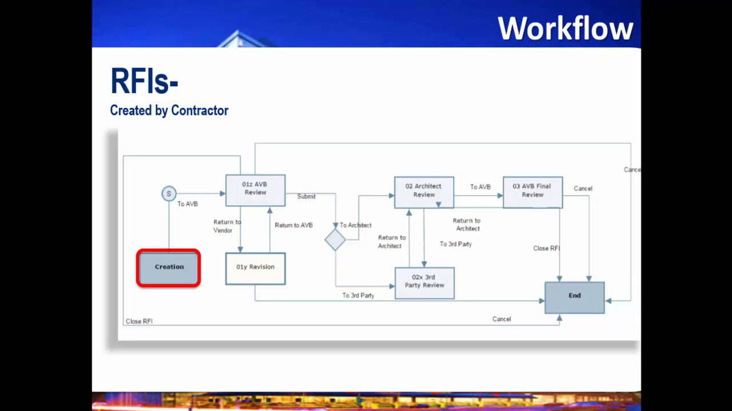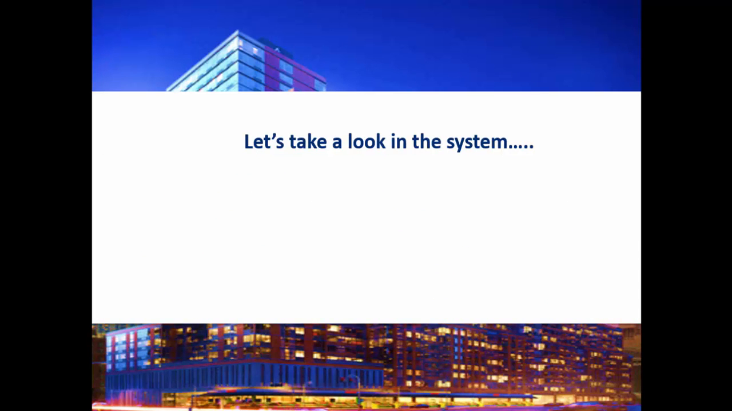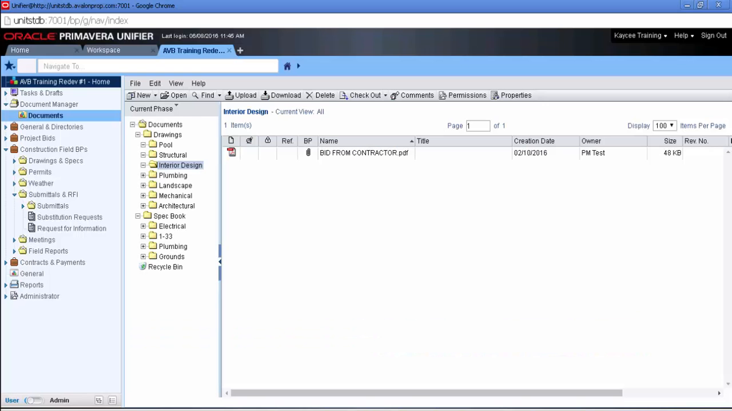Once they come to Avalon Bay, we will decide whether it needs to go to the architect or to the third party. If it does go to the third party, the architect will also review it. From there it comes back to Avalon Bay, and then you'll either receive an email or you can go back into the system to find the response. Let's take a look at how to create one within I-beam.